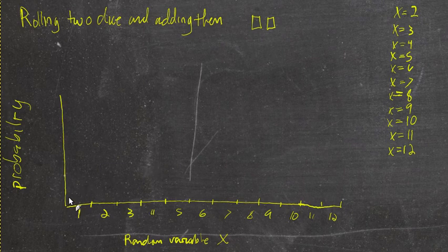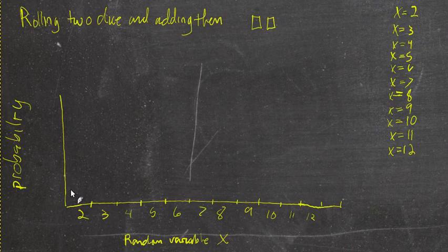The probability of getting a 1 is 1 out of 36 possibilities. Right. The only way you can get a 1 is to add 1 plus... I shouldn't even have 1, should I? So let's just go back. We'll erase the 1. Okay, 2, 3, 4, and so on.